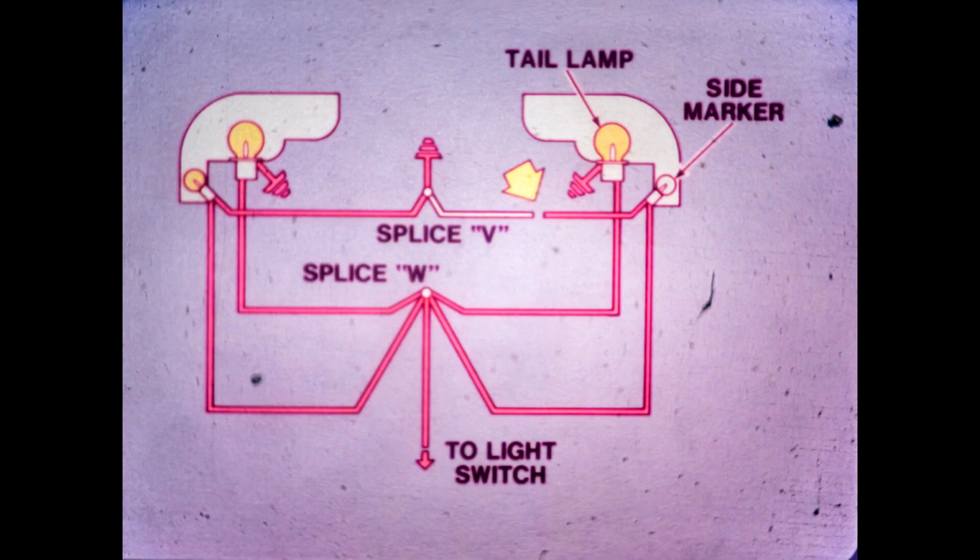If you look at the schematic, you'll notice that both side marker lamps and the tail lamps are fed from splice W. Since the other lamps in the circuit light, you know that the problem with the side marker, which is out, must be between the common point at splice W and ground.